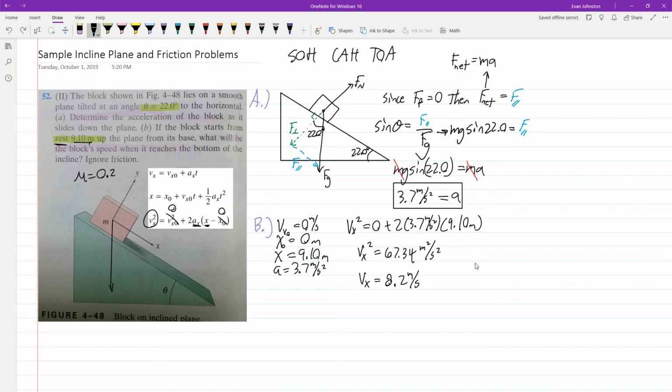We found the speed it will reach once it's traveled this full 9.10 meters. So that's really it. That's how we would go about doing this if there's no friction. I'm just going, how the heck do we set this up with this plane now?